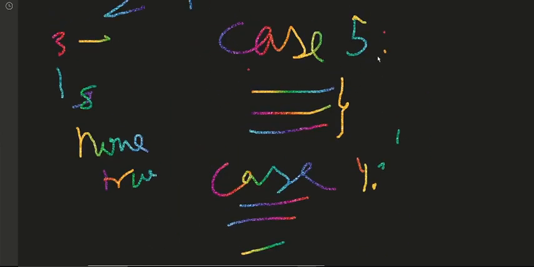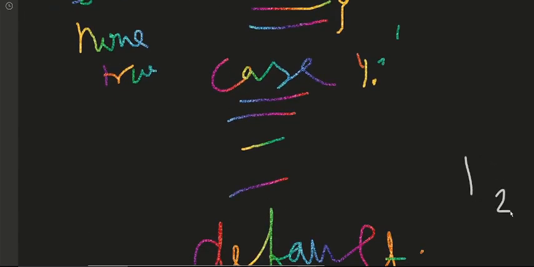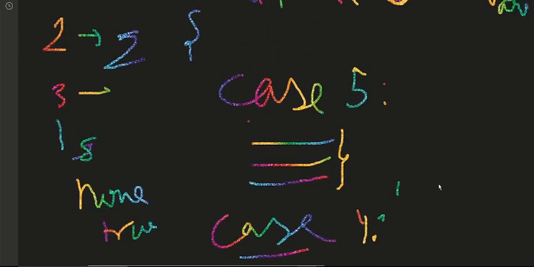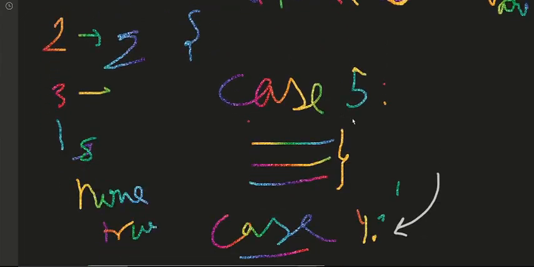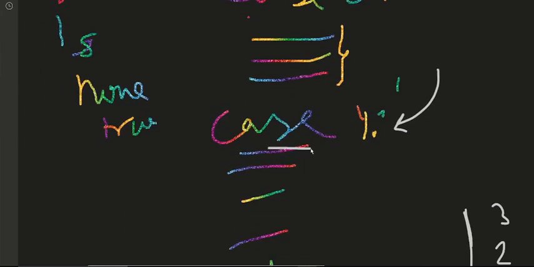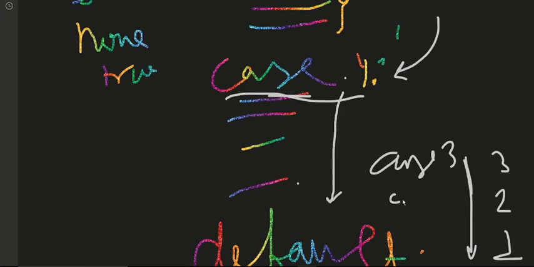See, suppose there are cases 5, 4, 3, 2, 1. Suppose I encountered 4, so I have the condition 4, and it got true. Then what does the switch case do? If this case becomes true, then it takes the other cases, like case 3, case 2, case 1, as simple statements.